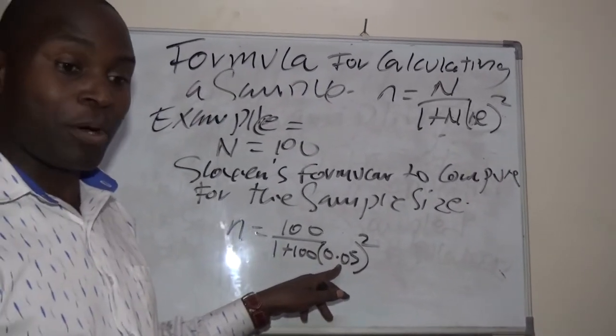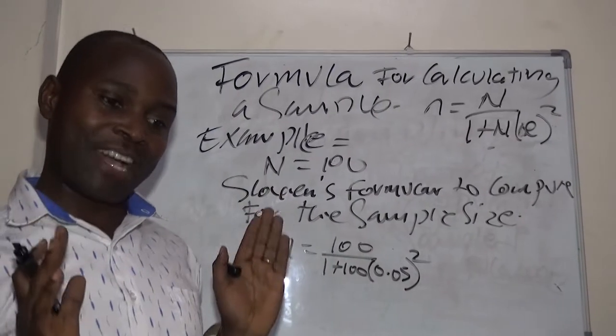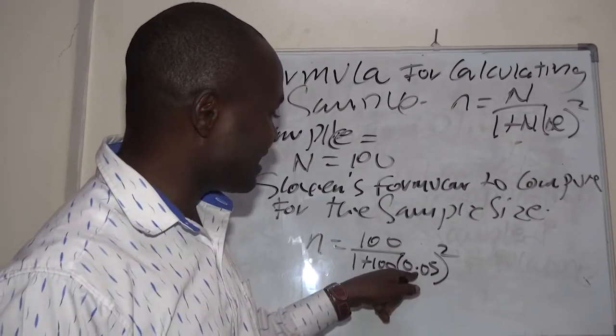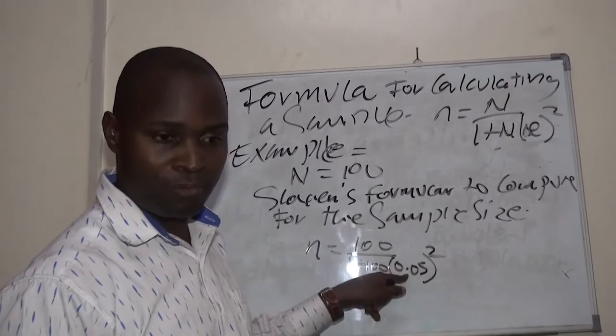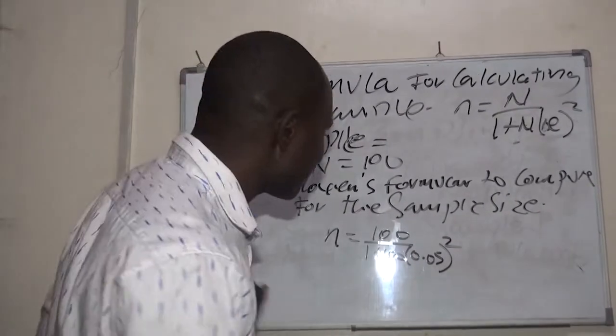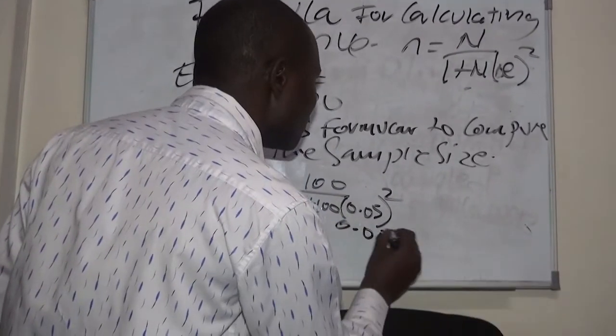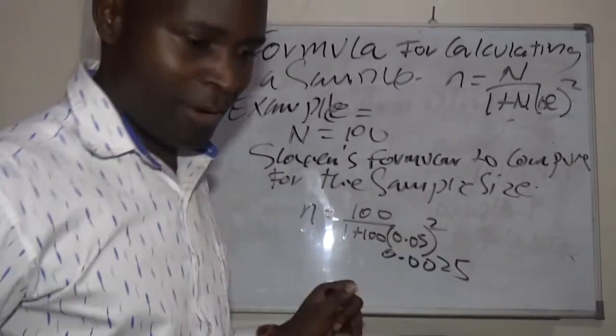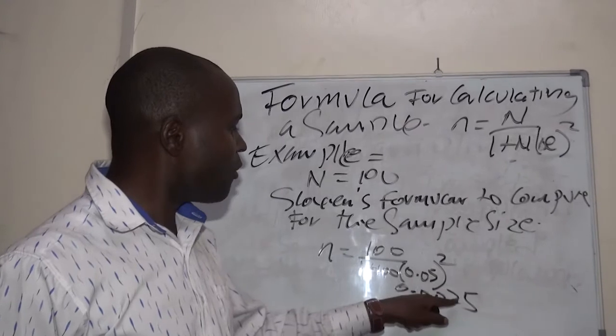I always use the body mass principle, bracket first, okay? So bracket first, I'll begin with the margin of error, which is 0.05 squared. That one will give us 0.0025, okay? When I square that.